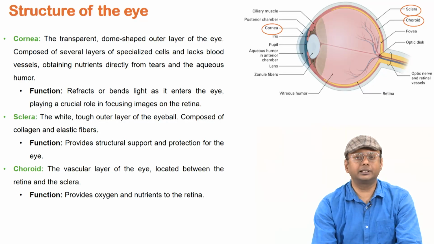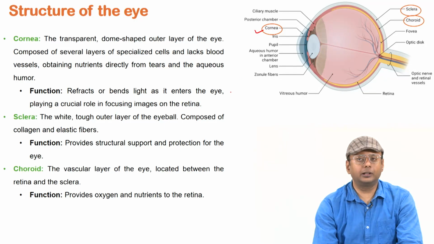Through our eye we basically see the world. Along with that we can also understand the color, and we can also see the shape and overall structure of an object. So let's see what the different components of our eye are. The first thing we will discuss is the cornea. You can see it is the transparent dome shaped outer layer of the eye, composed of several layers of specialized cells, and it lacks blood vessels.